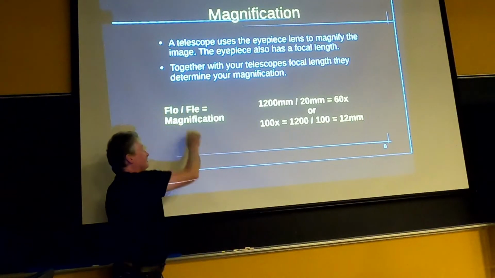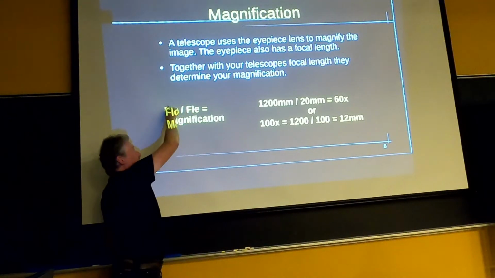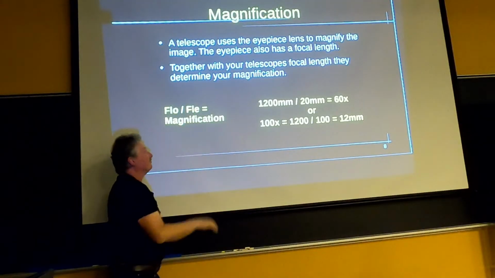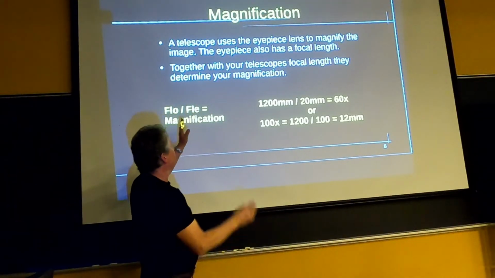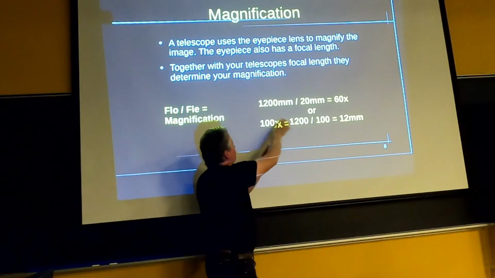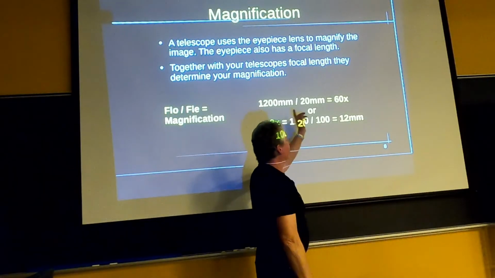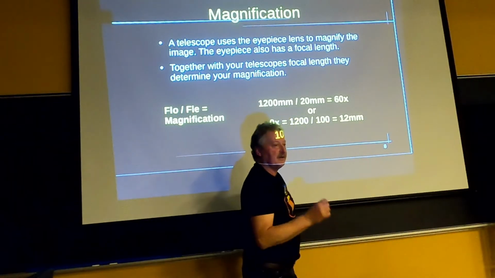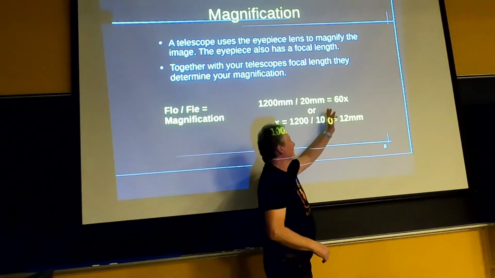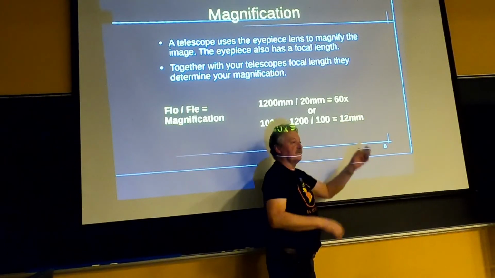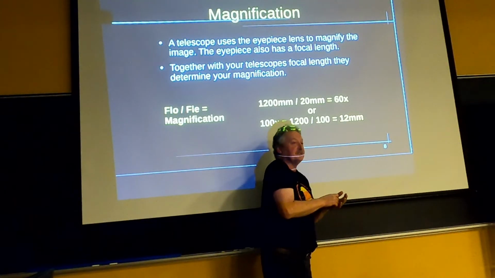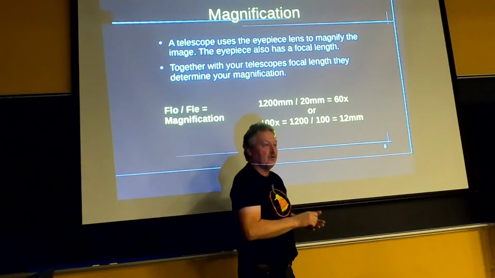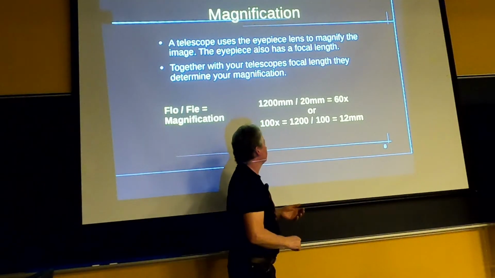A lot of times this is just abbreviated as a large F and a small f, but I wanted to make it clear here. So if I had a 1200 millimeter focal length and I put a 20 millimeter eyepiece in there, that gives me a magnification of 60. You're going to need to know this because it's not on your eyepiece. You'll need to jot it in your notebooks to know what each of your eyepieces will give you for magnification.